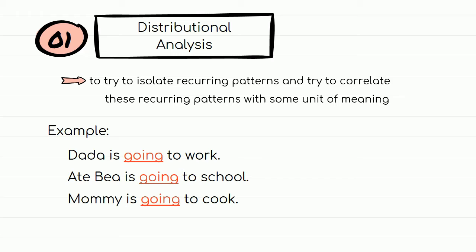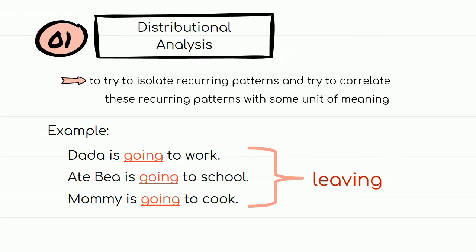Here in the three sentences, we have a recurring pattern which is going, the word going or the phrase is going to. So we will just apply the recurring pattern to the word going. So if the child sees his Dada, his Ate Bea, and his Mommy walking away from him whenever he hears them saying going, the child would correlate these recurring patterns with some unit of meaning which would be leaving.